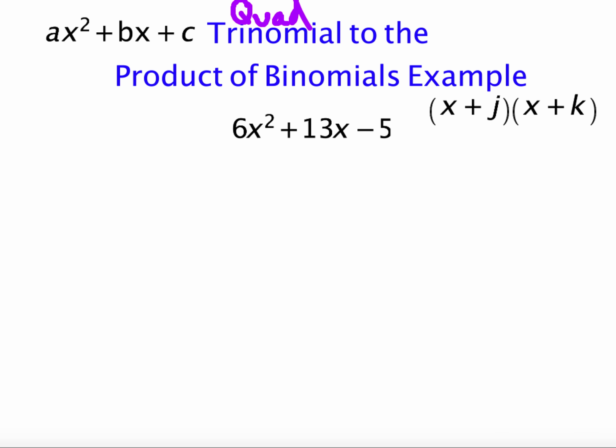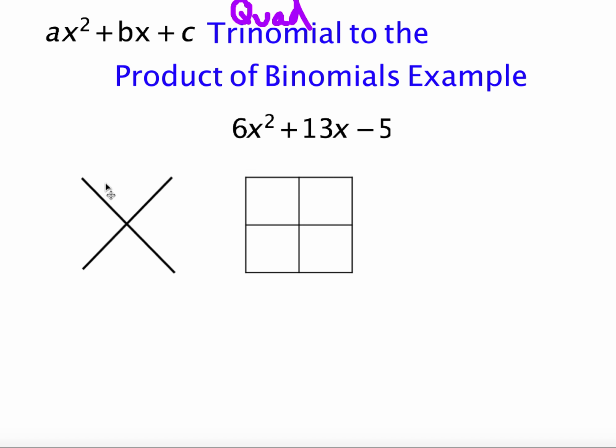Binomials, two terms. And actually in this case, since we have an a not equal to 1, it's actually going to look something more like this, but that's less pretty. So we are looking to write this quadratic degree 2 trinomial, 3 terms, as the product, multiplication of two binomial factors. This is where we're going to use our diamond and our box.